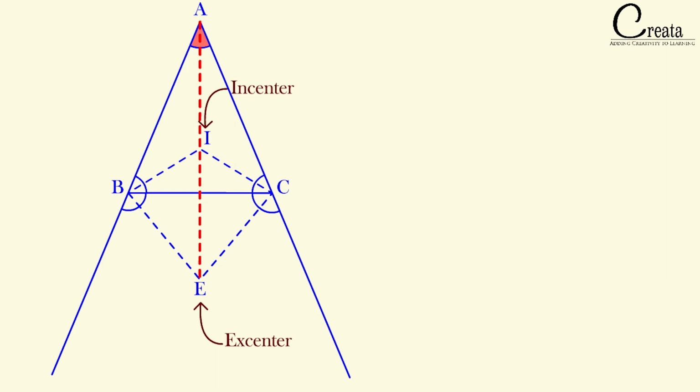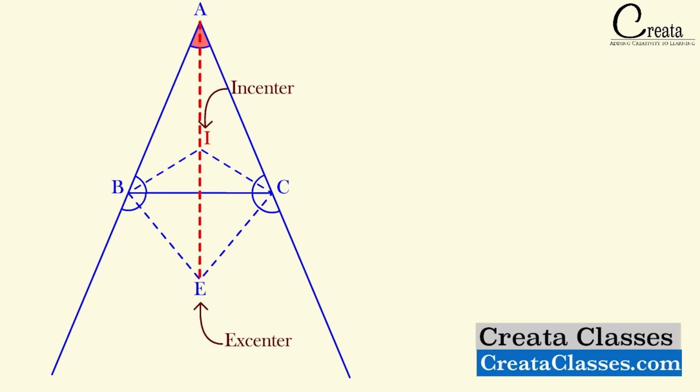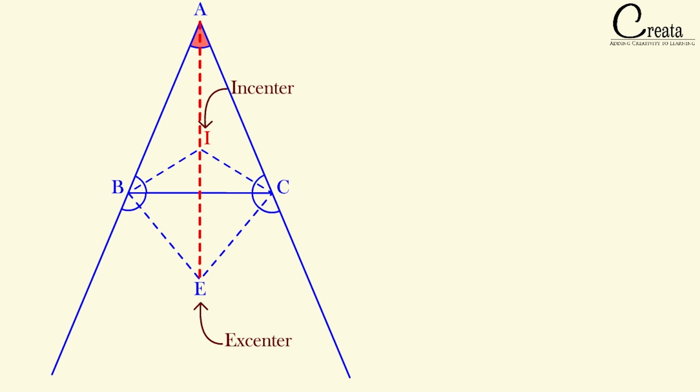This is the internal angle bisector, so it will obviously touch I, that is the incenter. If we further extend this angle bisector, it will touch the point E, that is the excenter. In words, we can say the excenter is a point which is formed by the meeting of two exterior angle bisectors and one internal angle bisector. Two exterior angles and one internal angle.